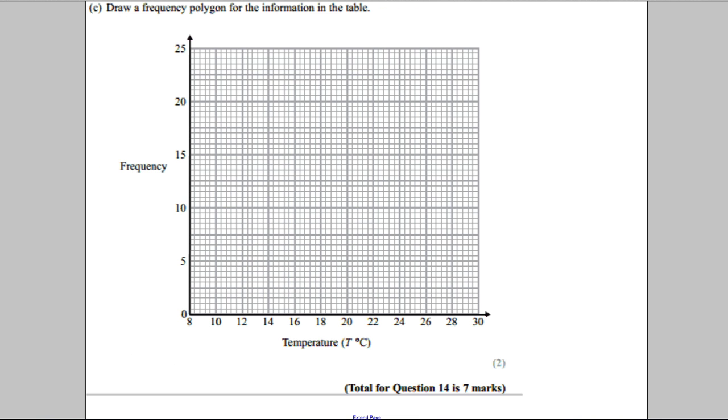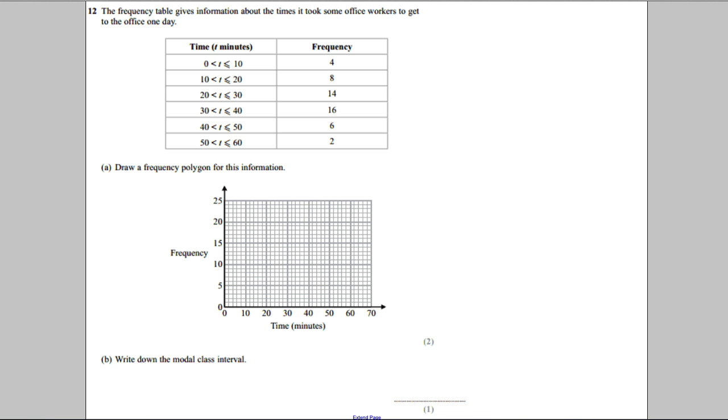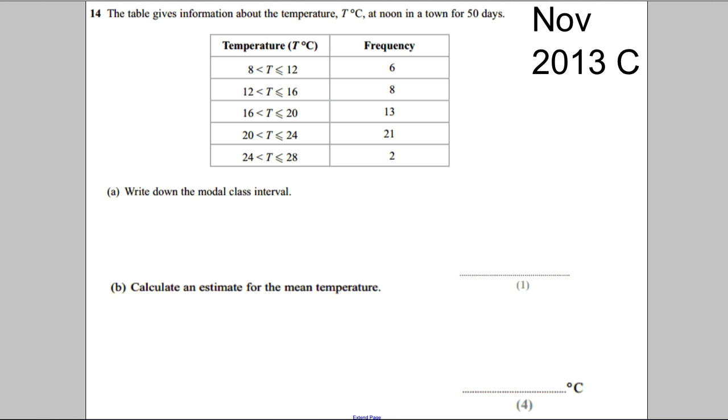This one you've got to draw a frequency polygon as well. Okay, going through in 5. Okay, it says here's some temperature for a town for 50 days. So I know that the total here is going to add up to 50. Work out the modal class. The mode is which temperature happens the most.